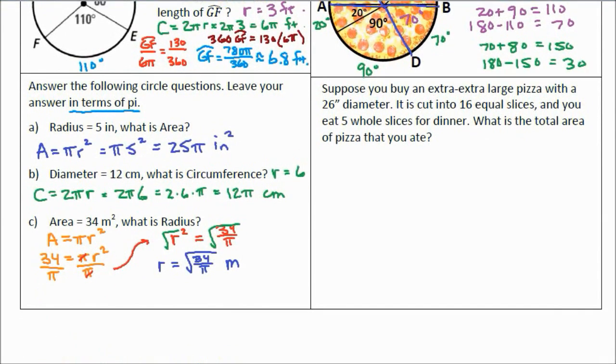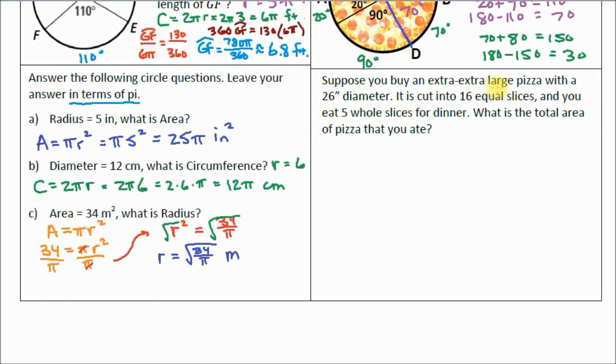Okay, next one. Suppose you buy an extra large pizza with a 26-inch diameter. That's a big pizza. It is cut into 16 equal pieces, equal slices, and you eat 5 whole slices for dinner. What is the total area of pizza that you ate? I don't want to know what's left, class. I want to know what I ate.